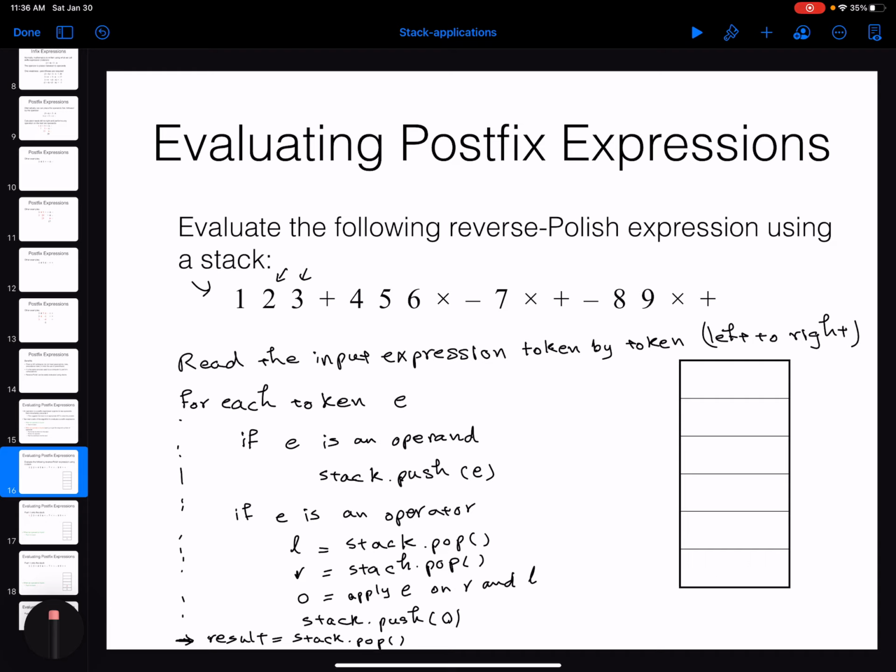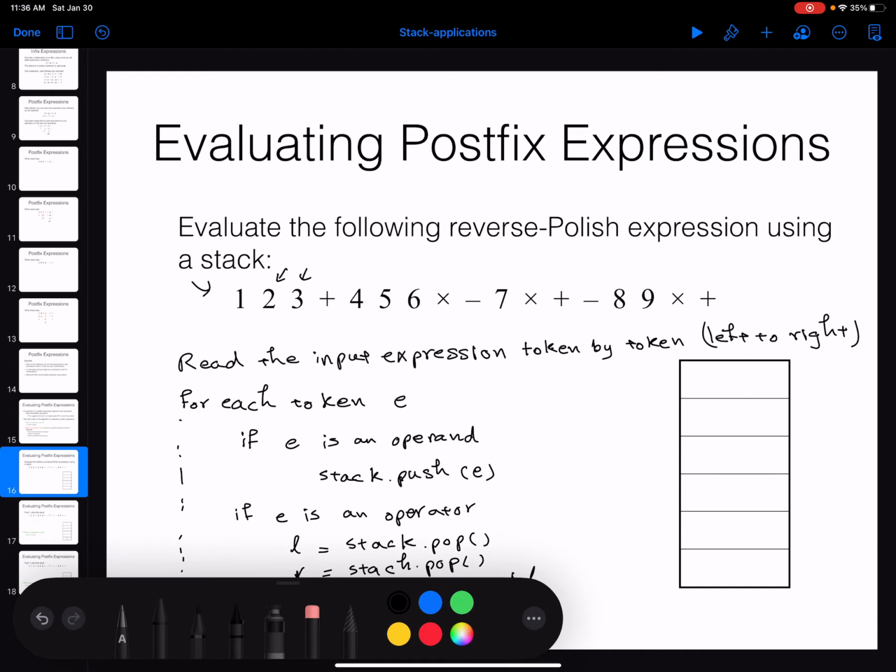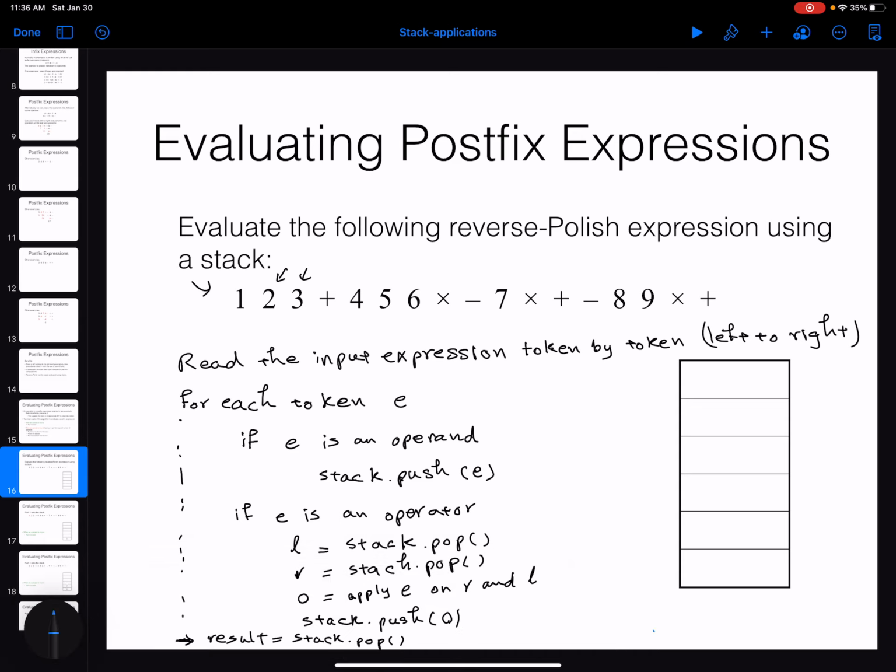Okay, so I'm going to use a different color. You just read the token from left to right. The first token that I'm reading is 1. This is an operand, right? You push it to the stack. The next token is going to be 2. This is an operand. You push it to the stack. The next token is going to be 3. Again, this is an operand. You push it to the stack. The next token is an operator.